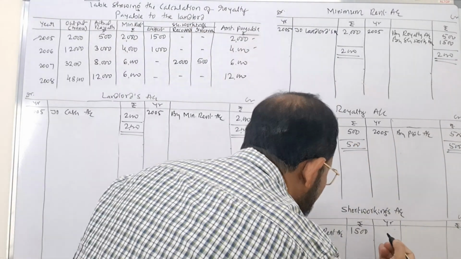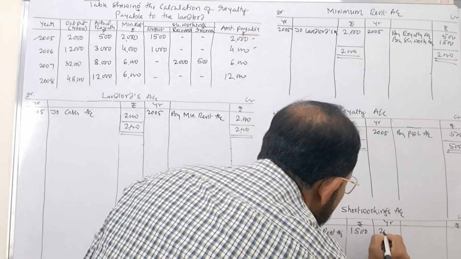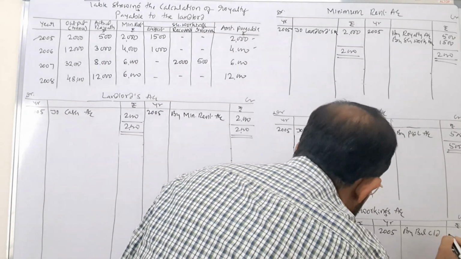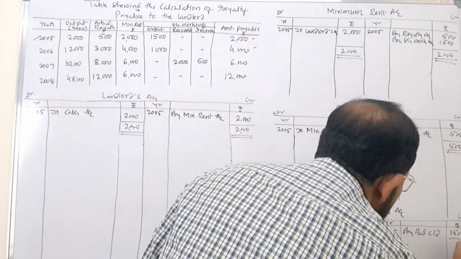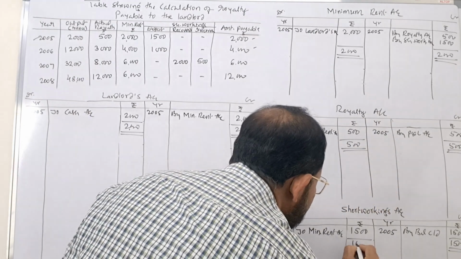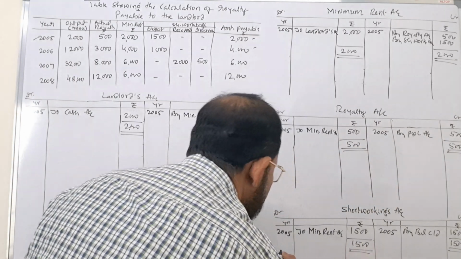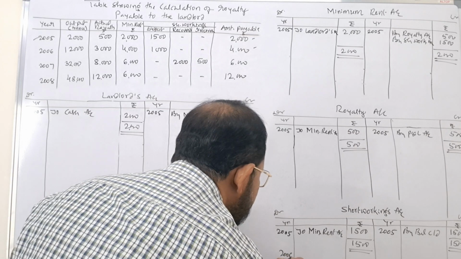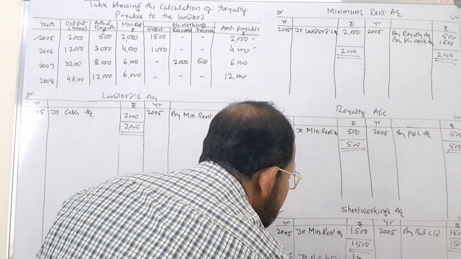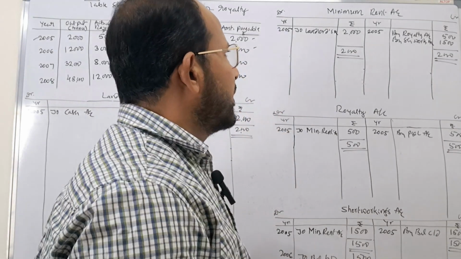Next one, short working account is closed in the same style. How to close this one? By balance carried down, 1500. Close the account, and this balance will become the opening balance for the next year. That is why in the year 2006 I write to balance brought down rupees 1500.